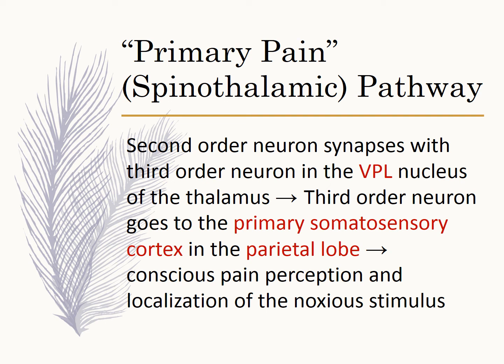When the second order neuron reaches the ventroposterolateral nucleus of the thalamus, it synapses on a third order neuron, whose axon is going to leave the thalamus and go up to the primary somatosensory cortex of the parietal lobe, taking the posterior limb of the internal capsule and the corona radiata to get there. Once the third order neuron reaches the primary somatosensory cortex and synapses on neurons there, conscious pain perception and localization of the noxious stimulus occurs.